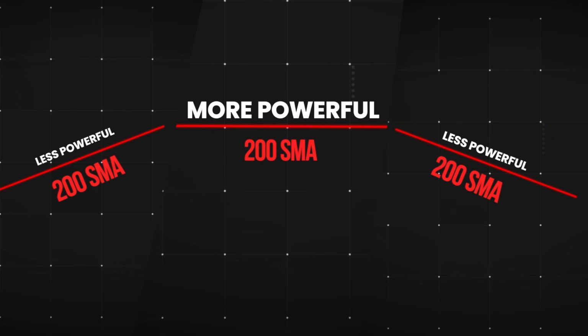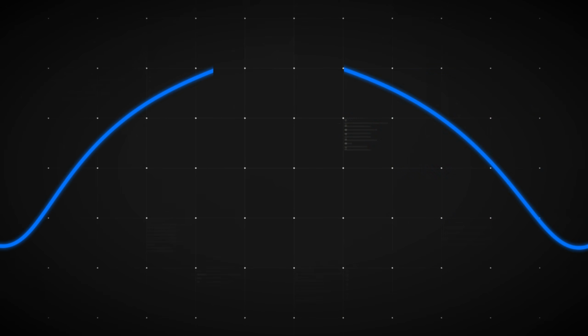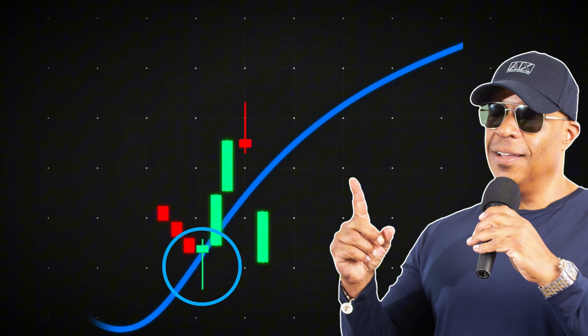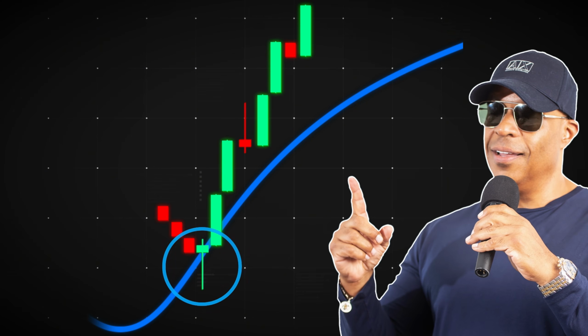The other thing I want to mention about the 20 is that while the 200 is the most powerful when it is flat, the 20 is most powerful when it is rising or declining. So the 20 period moving average is the most powerful here on the upside, and that is when its supportive qualities are at their best. When the 20 is declining, it is also powerful, and that is when its resistance qualities are at their best.